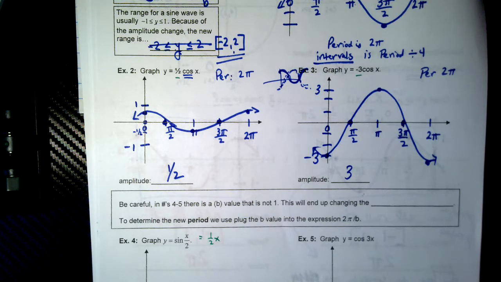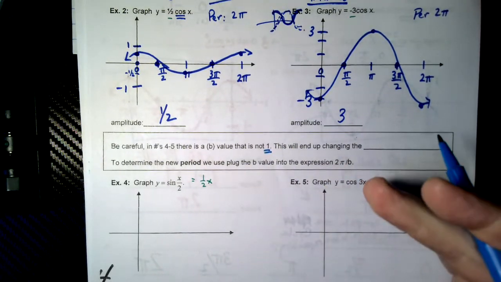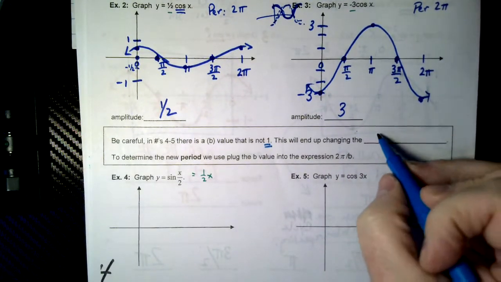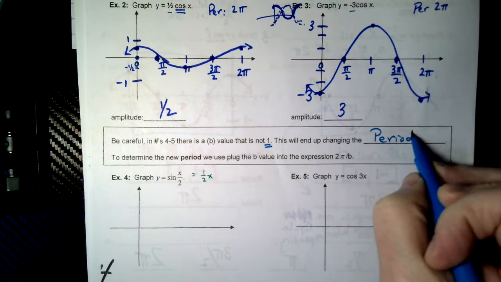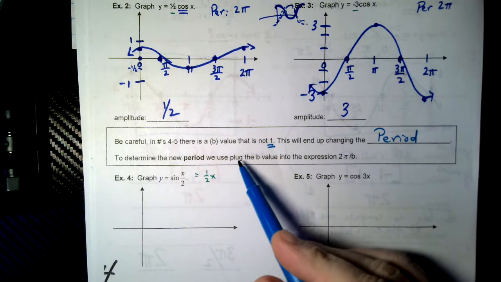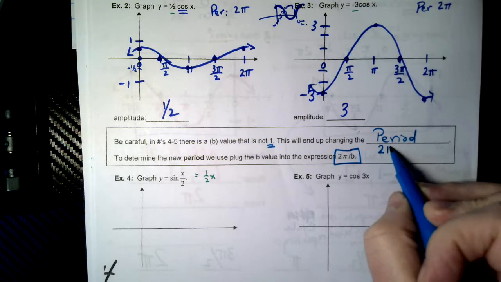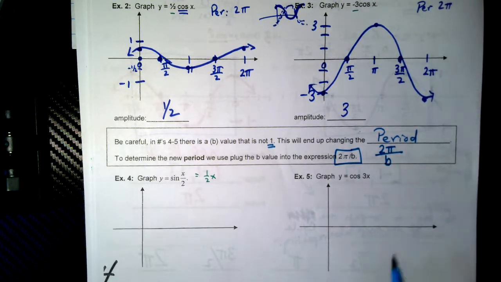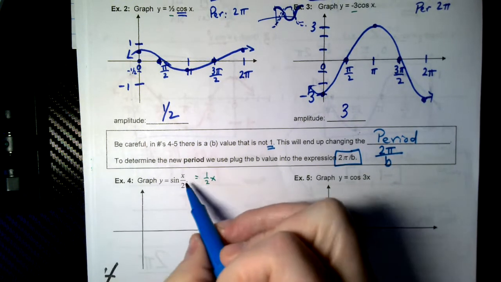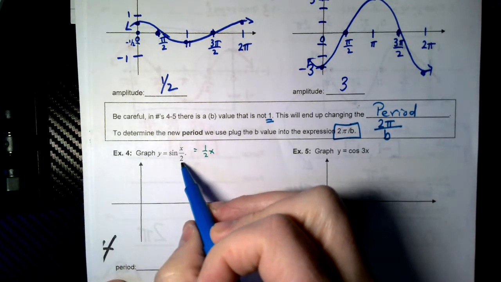The tricky part, all right, that's the last part. Be careful. In numbers 4 and 5, the b value is not equal to 1. In other words, it's not a 1 in front of x. This will end up changing the period. To determine the new period length, you plug the b value into this expression. You take 2 pi, and you divide it by whatever that multiplier is with x, and it'll change the period length. If they draw it like this, I wish they started with this one, but they started with this one. They divided x by 2.